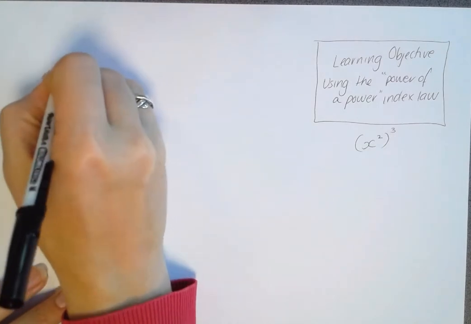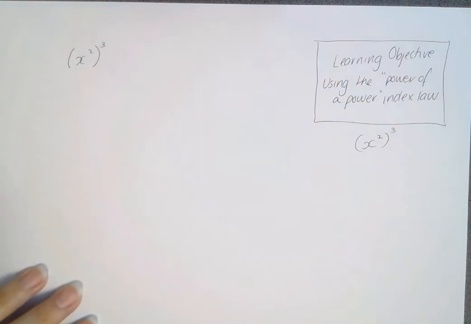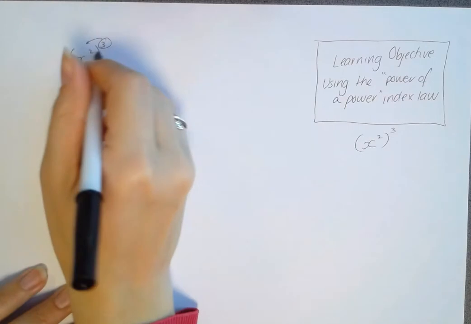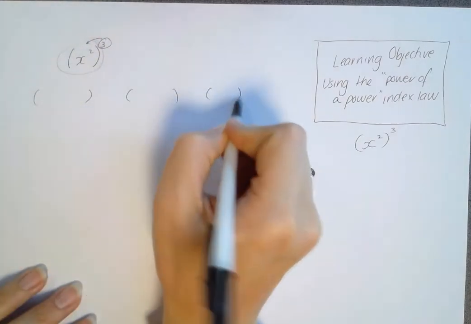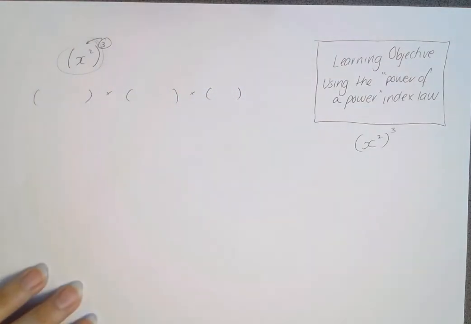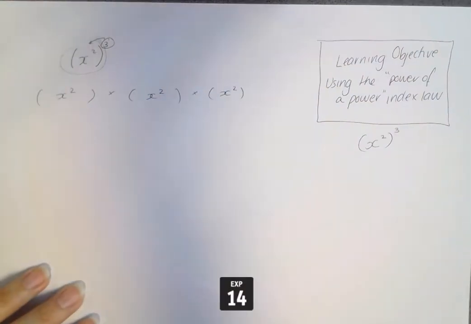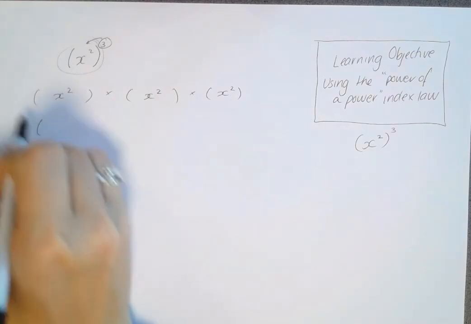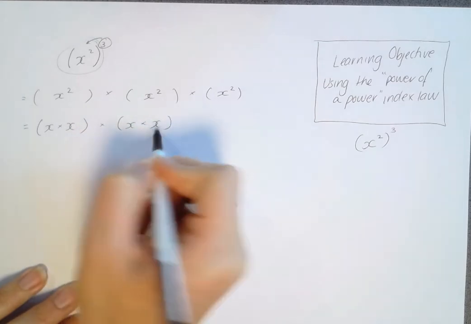So let's say we've got x squared to the power of 3. And what this power of 3 is working on is this entire bracket as a whole. So it's saying there are 3 of these brackets all multiplying together. And we know that inside of these brackets we've got x squared times x squared times x squared. And we know that x squared actually represents x times x. So inside these brackets we now have x times x.